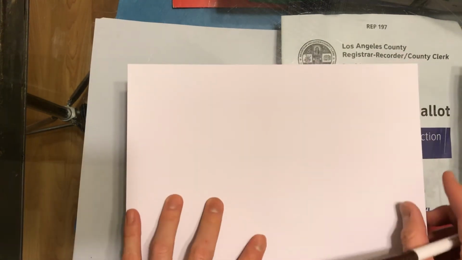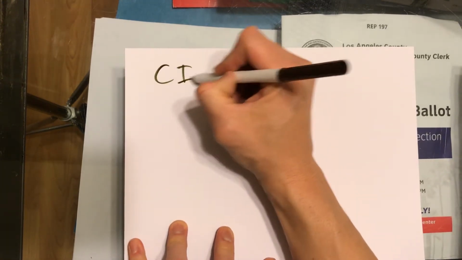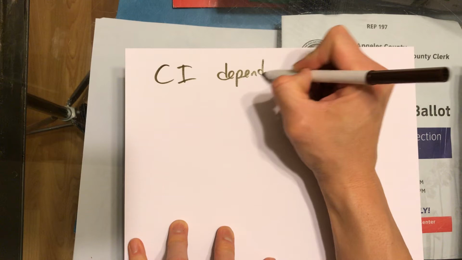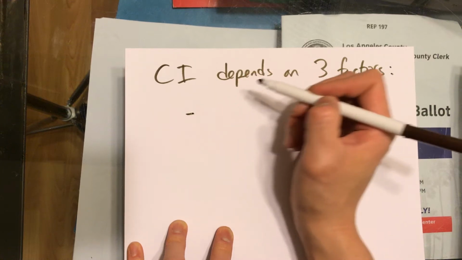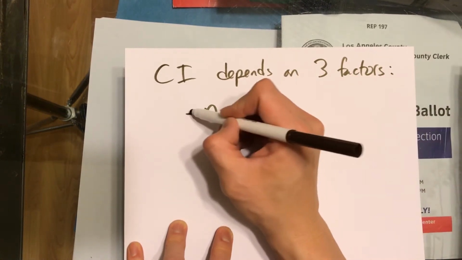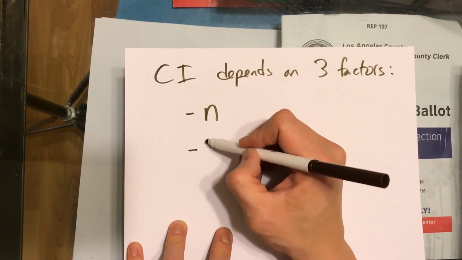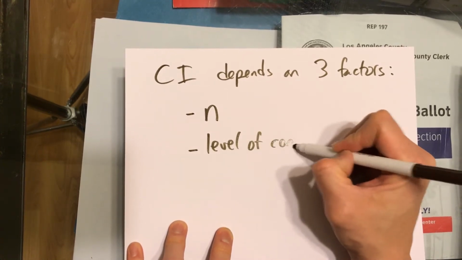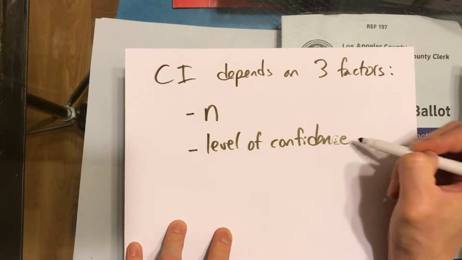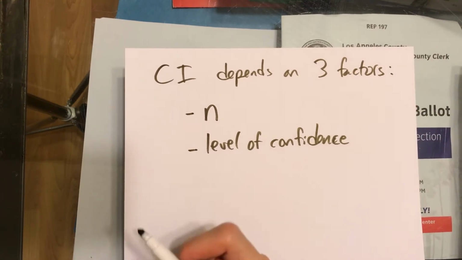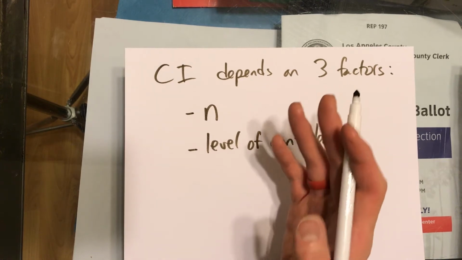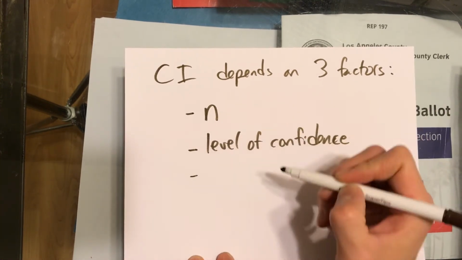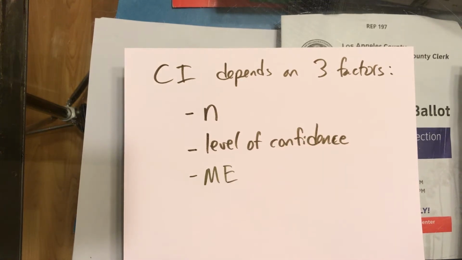Before we do that, let me just tell you a little bit more about confidence interval. Confidence interval depends on 3 factors. It can change based off of, in no particular order, your N, right? Your sample size. It could also depend on your level of confidence. Like how confident are you? Are you 100% confident? Are you 30% confident? Remember, confidence, just like probability, can only go from 0 to 1 or 0 to 100%, okay? And also your margin of error.